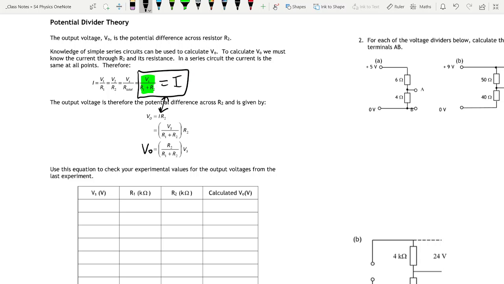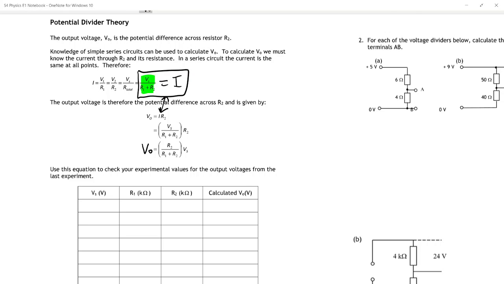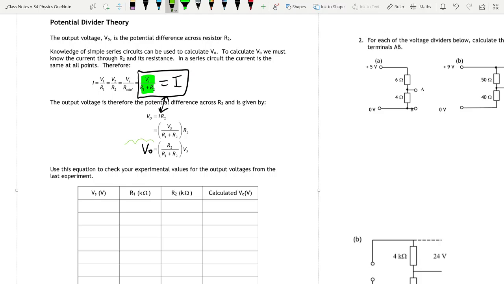Okay, and just to make it a little bit neater, you don't really need to do this, but this is how it's written in your equation list. We've swapped the Vs and the R2. You can do that because it's just times it. So that is our final potential divider equation there. V out equals R2 over R1 plus R2 times by the supply voltage.